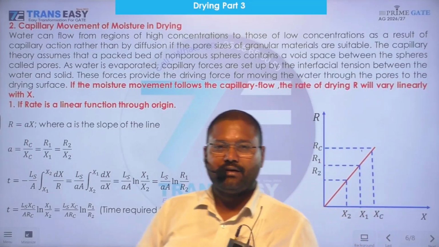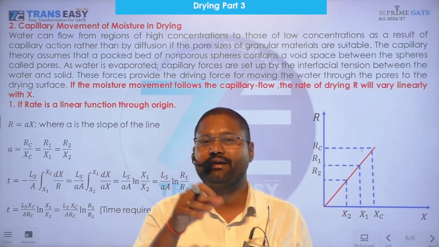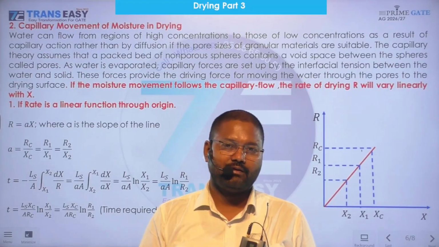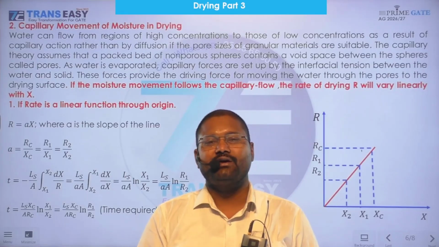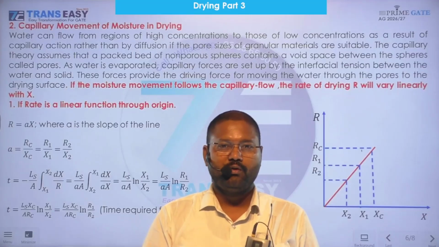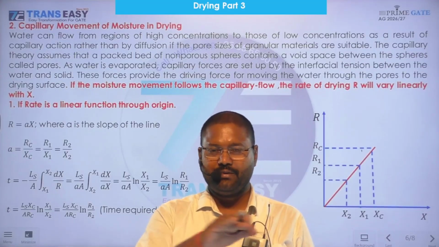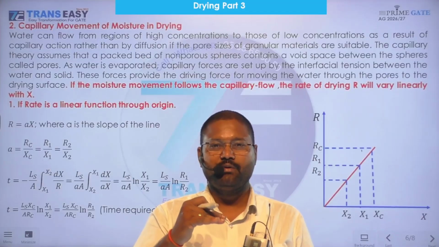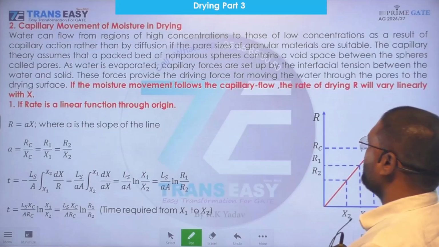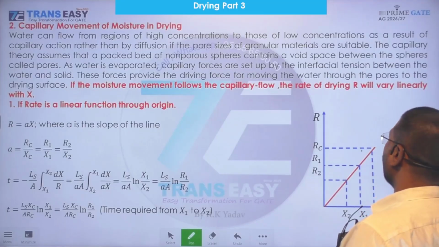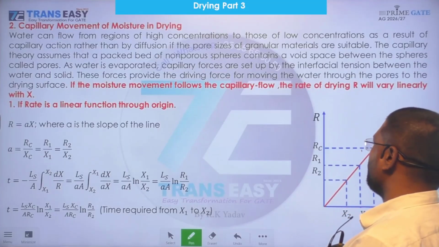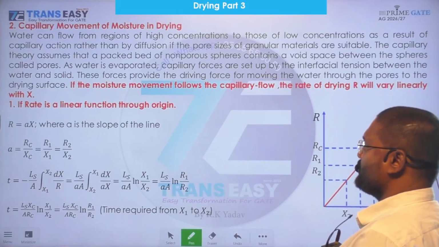so there is a concentration difference between water at the surface and water inside the material, right? So this difference causes capillary flow from the inner to surface, and where surface drying is taking place, continuous evaporation is taking place, right? As water is evaporated, capillary forces are set up by the interfacial tension between the water and solid. These forces provide the driving force for moving the water through the pores to the drying surface.